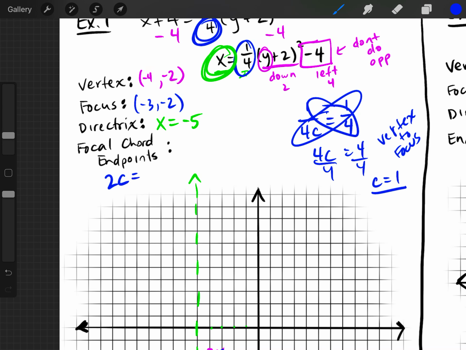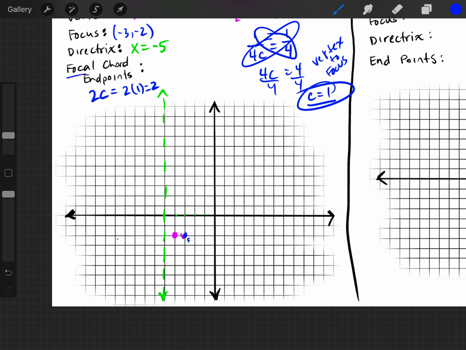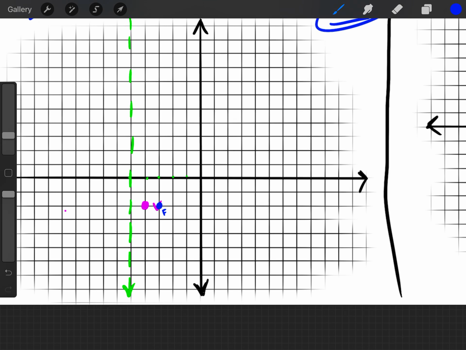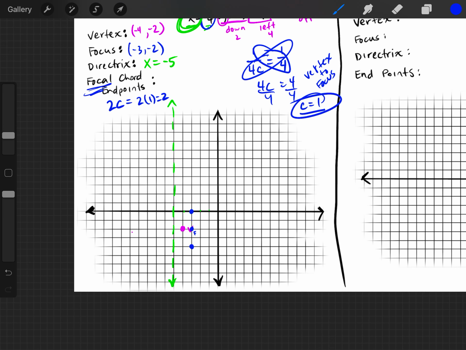But what always works is this: 2 times whatever c is, right? In this case, we got c is equal to 1, so we go 2 times 1 is 2, telling us from the focus, we're going to go up 1, 2, we're going to go down 1, 2, and those are your focal chord endpoints. Now let's write the coordinates.